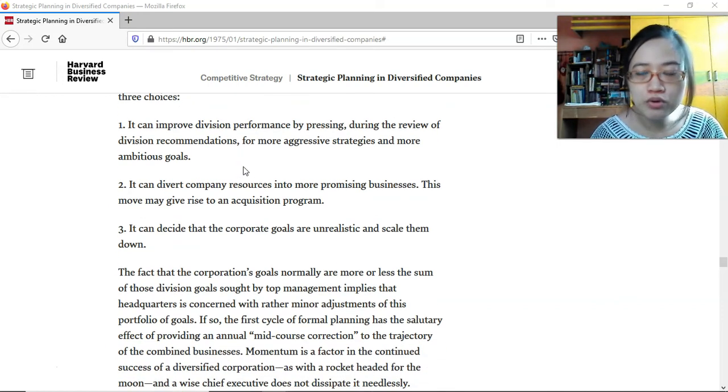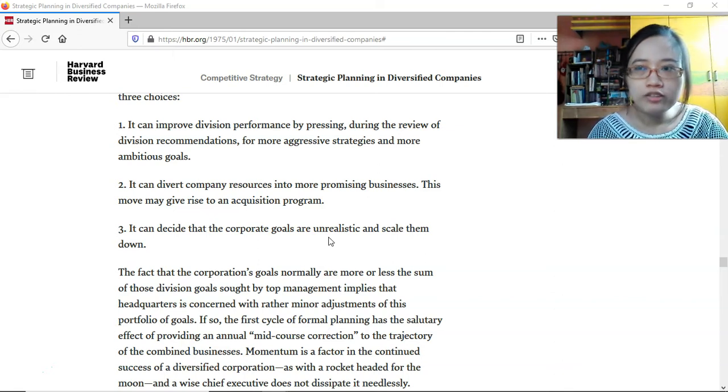So, una, it can improve division performance by pressing, during the review of division recommendations, for more aggressive strategies and more ambitious goals. Secondly, it can divert company resources into more promising businesses. This move may give rise to an acquisition program. And then thirdly, it can decide that the corporate goals are unrealistic and scale them down.